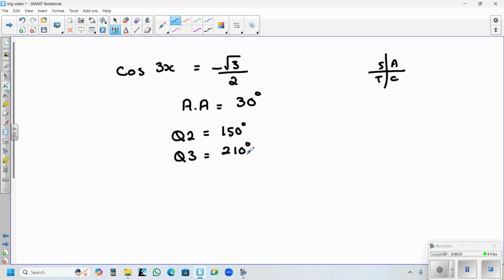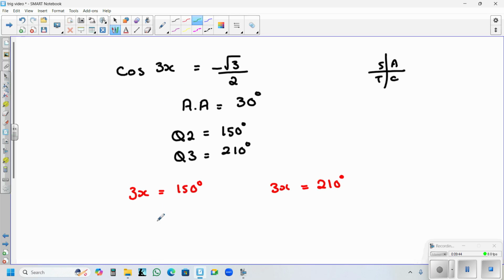Now, normally we would be finished there, but we have to do the higher maths part of it. So the higher maths part is, it wasn't just x there, it was 3x. So we do 3x is equal to 150 degrees, or 3x is equal to 210 degrees. Now, I don't want 3x, I only want x, so I'm going to divide both sides by 3.